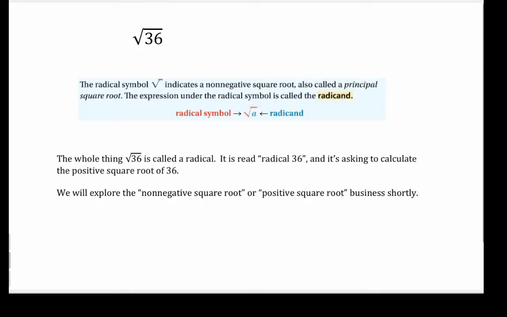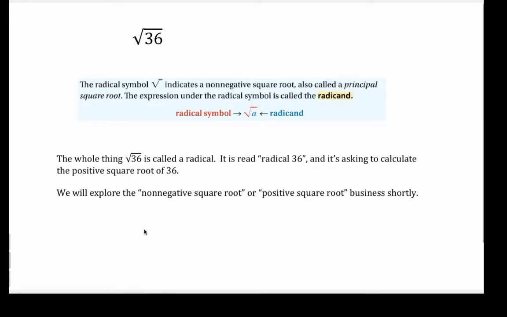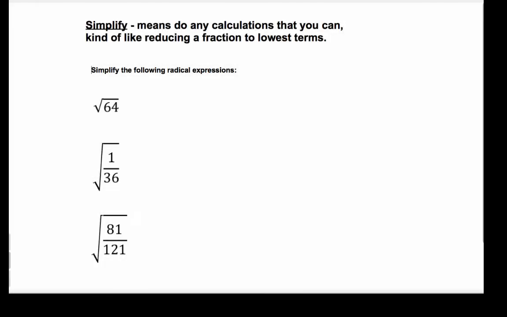So take for instance this expression here. That's asking us, what is the square root of 36? The radical symbol indicates a non-negative square root, also called a principal square root. The expression under the radical symbol is called the radicand. The whole thing, square root of 36, is called a radical. It is read radical 36, and it's asking to calculate the positive square root of 36. The word simplify, remember, means do any calculations that you can. It's kind of like reducing a fraction to lowest terms.